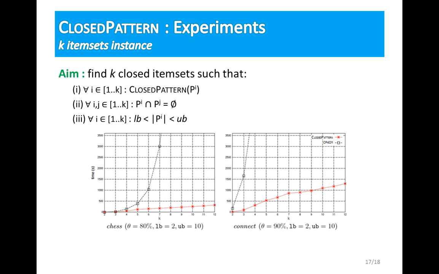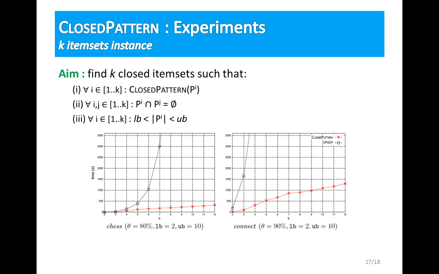Here in this second experiment, we have a particular model where the interest is to find k item sets such that the global constraint is satisfied and the item sets are distinct. The size of the item set is bounded by a lower and an upper bound. We have selected two datasets where CP4IM does not run out of memory. We have fixed the minimum support threshold and the upper bound and lower bound.